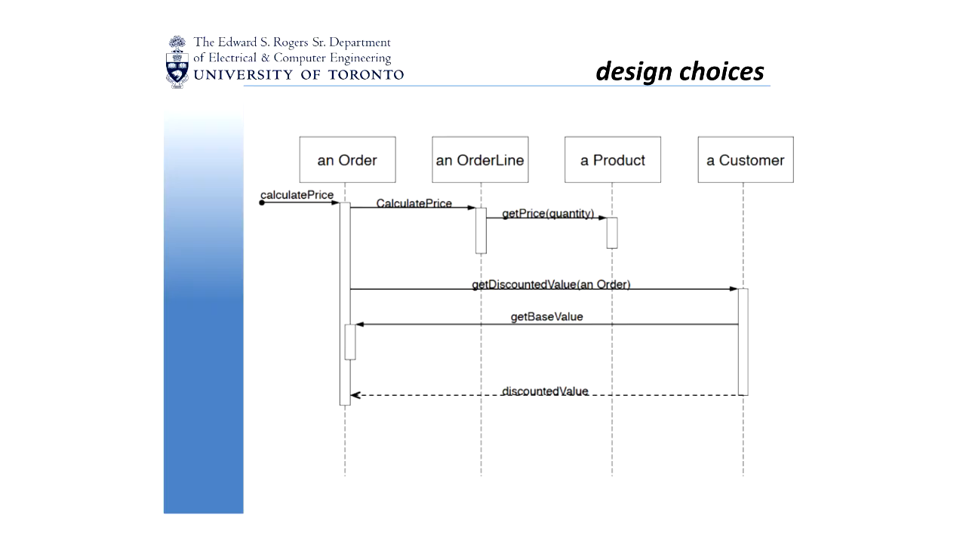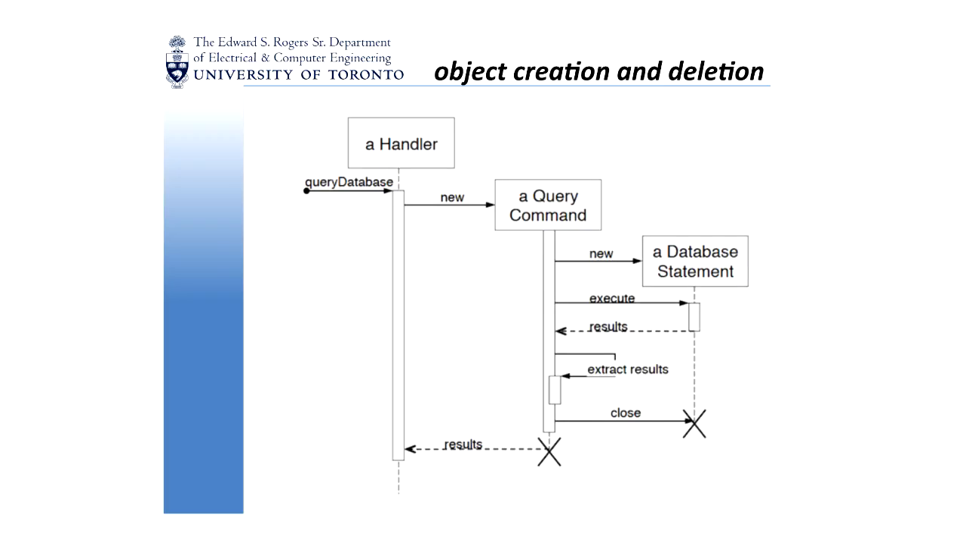Sequence diagrams are excellent for visualizing specific design choices. By mapping out the messages, you can compare different ways to implement a feature. One design might have the order object do most of the work, while another might delegate more responsibility to the customer and product objects. We can also model object creation and deletion over time.